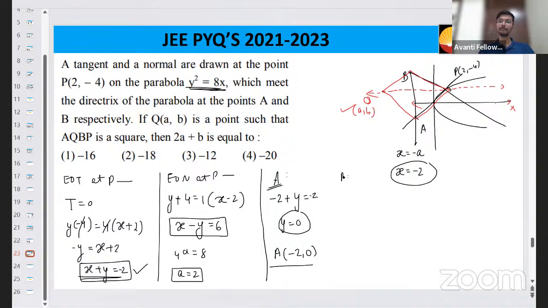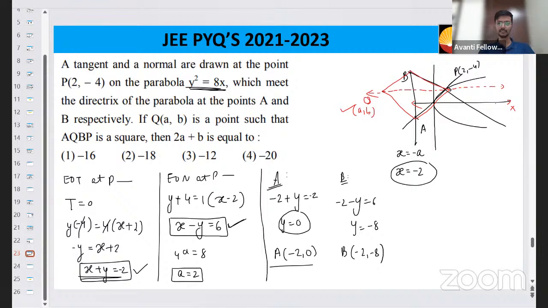What is point B? Point B is the point of intersection of normal and directrix. So if we substitute, minus 2 minus y is equal to 6. So y is equal to minus 8. So point B is minus 2 comma minus 8.